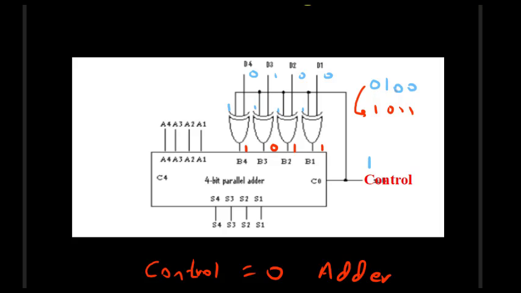The input 0 1 0 0 is our actual input, and it is converted to its 1's complement because of the XOR gates, and we are adding this 1 also. So actually what we are adding is the 2's complement. This particular circuit is acting as an adder, but because of the XOR gates and this control pin, we are adding the 2's complement, and whatever answer we get is the subtraction using 2's complement. So this is how we use IC 7483 as an adder as well as a subtractor.